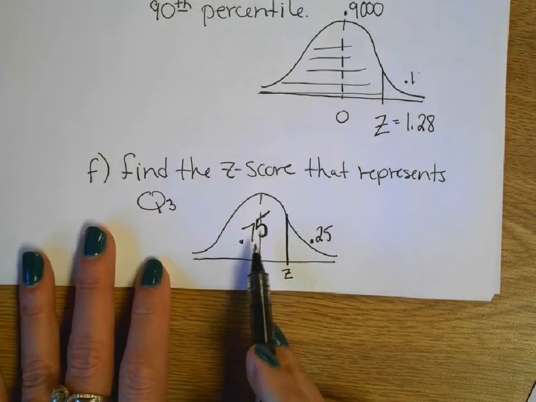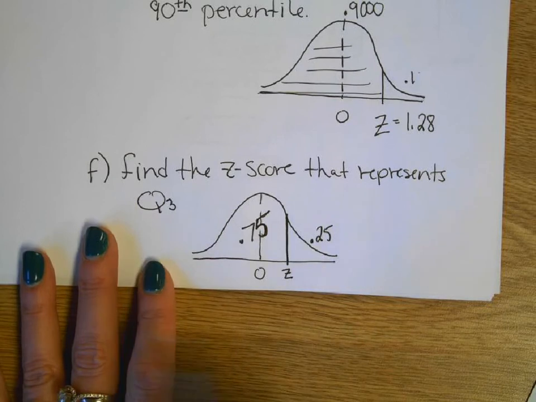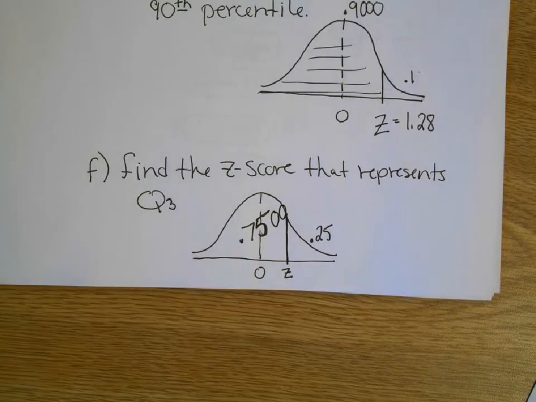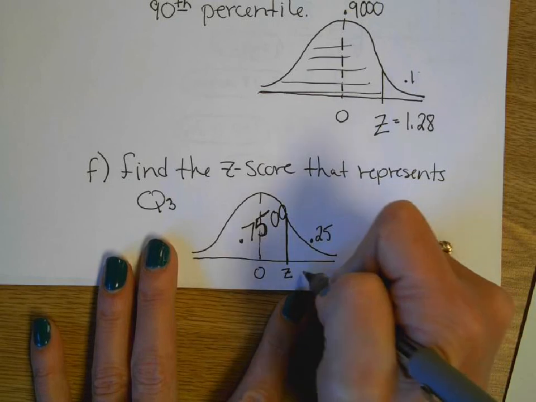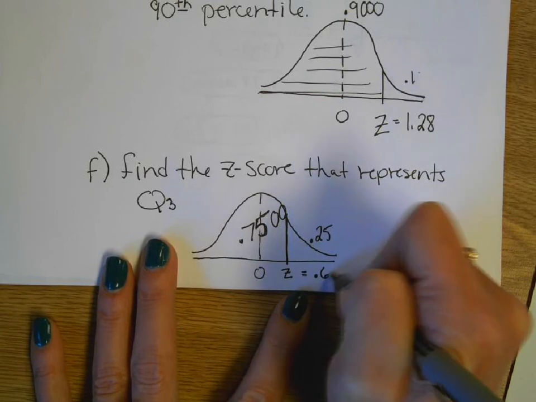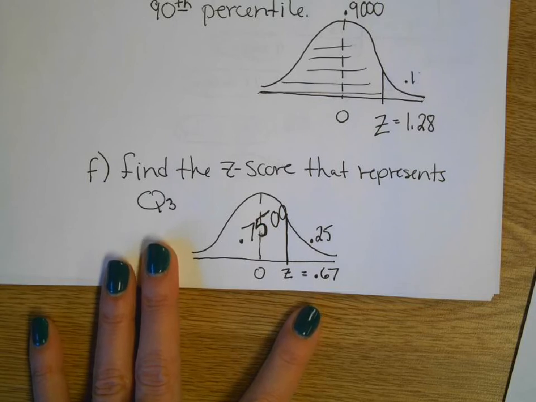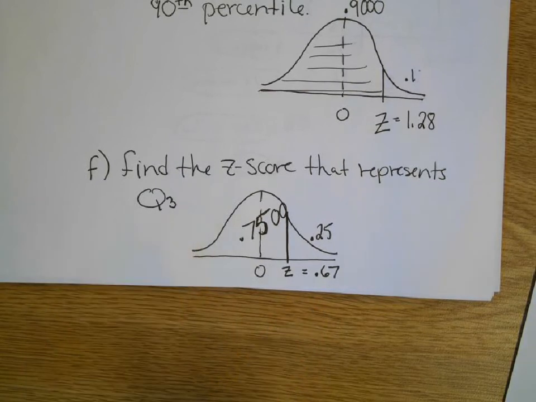So now you're looking for 0.7500. Are you going to find it? How close can you get to it? 0.7517? No, 0.67. They're saying the z-score is 0.67. Okay, now I'm done. About time. The area between.